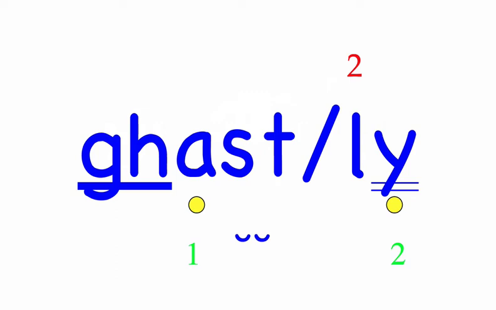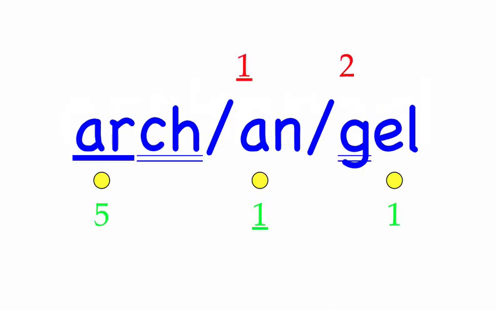Archangel. Archangel. An archangel is the highest level of being an angel in Christian teachings. 3 syllables, first syllable arch, 2 sounds. Ain, 2 sounds: a, n. Gel, 3 sounds: j, e, l. Archangel. Mark the word.